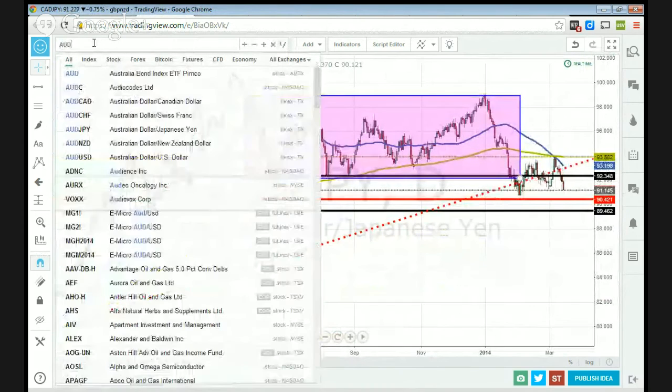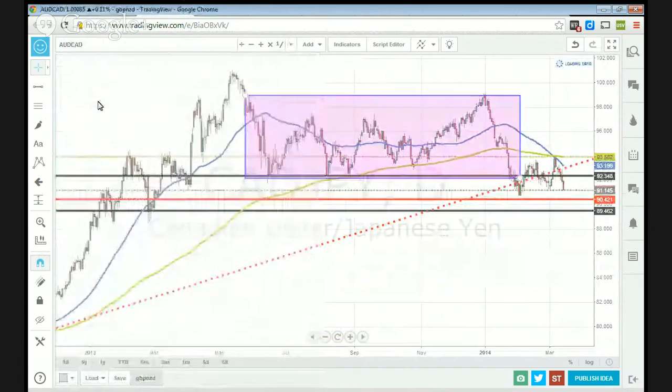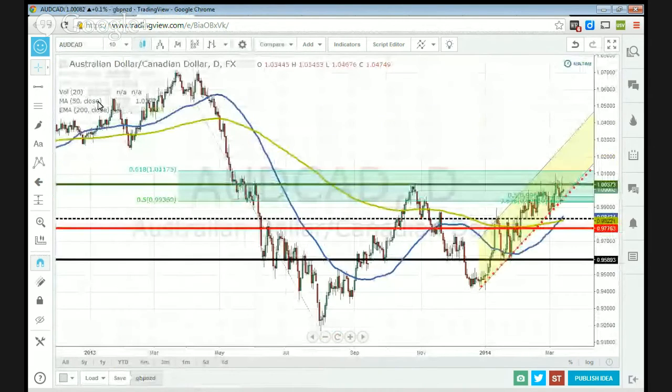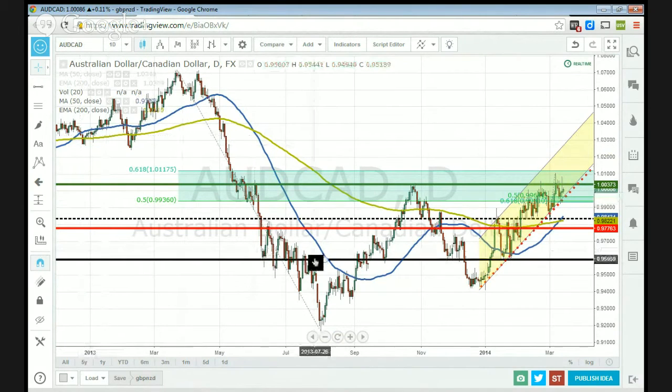Australian dollar, Aussie Canada. Yeah, I'm interested in buying this uptrend. I'm a little thrown off by Aussie Canada. Basically I'm interested in buying the uptrend, but I want to see a pullback to this level, 98.30 or so.